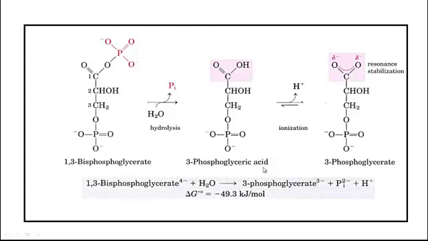3-phosphoglyceric acid is formed with the release of inorganic phosphorus, and this acid readily undergoes ionization, and here we can see a carboxylate ion which has resonance structures and is getting stabilized by these resonance structures, and here is the formation of 3-phosphoglycerate. The energy released in this reaction is also very high. We can see that this is equal to minus 49.3 kilojoule per mole.